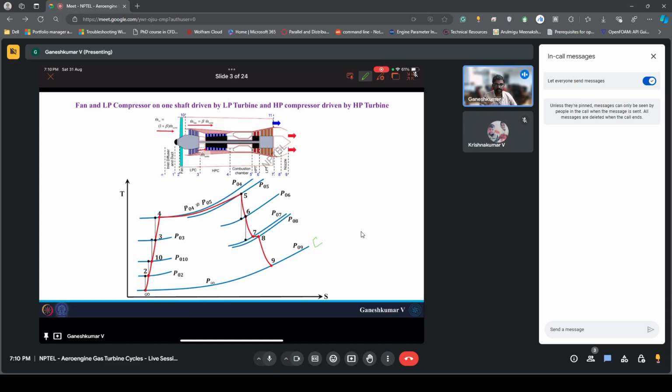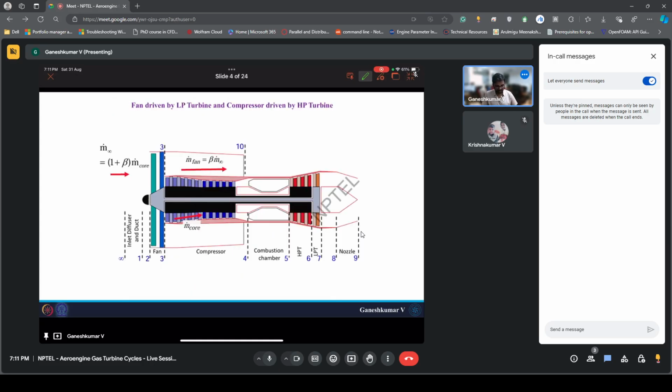Now in the bypass stream you do not have anything. The air which gets compressed by the fan gets expanded in the nozzle, so from 10 to 11. Okay, 11 is the exit condition of the bypass stream. So this is for configuration 1. And configuration 2 would be something like this.